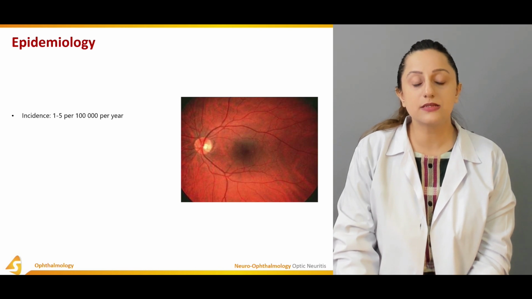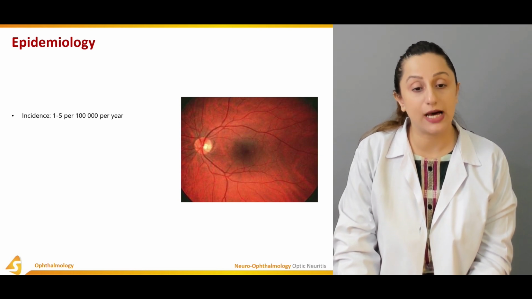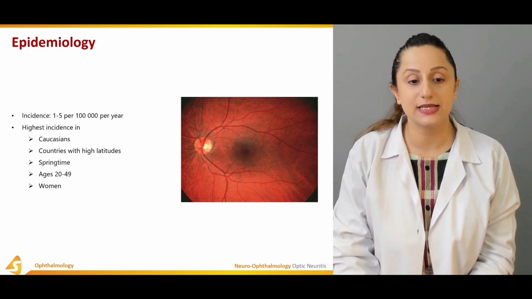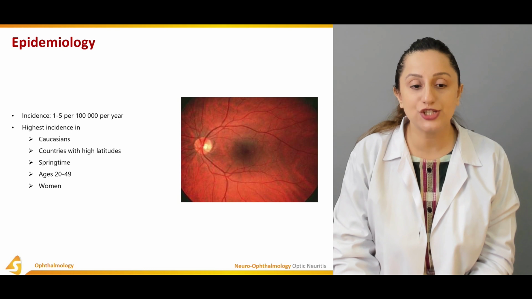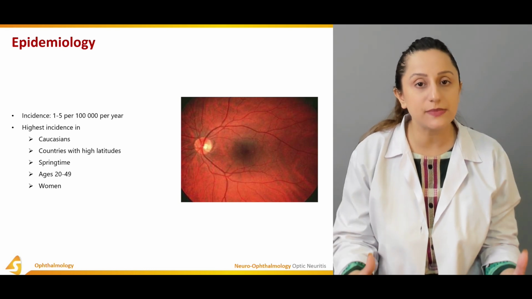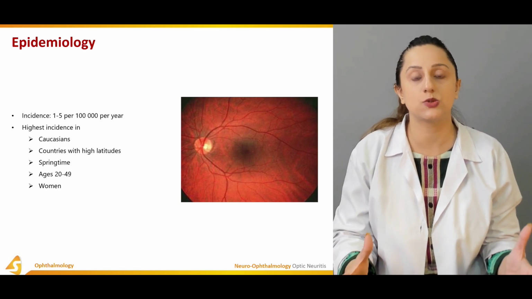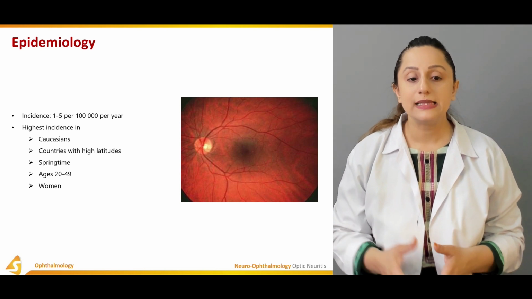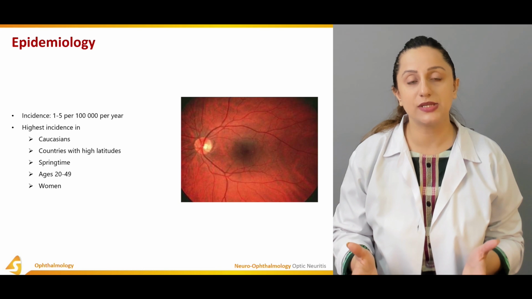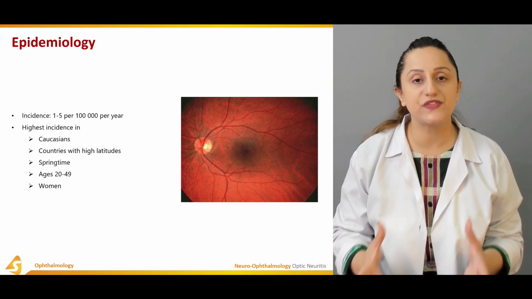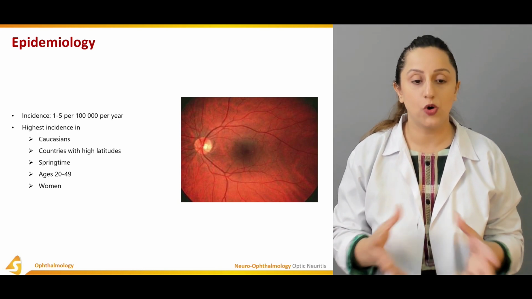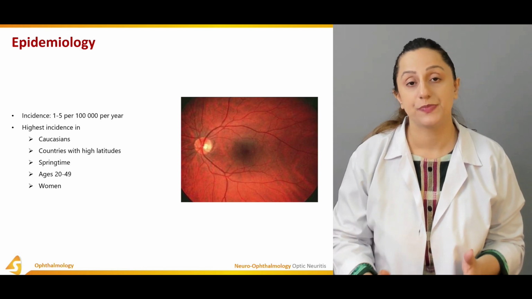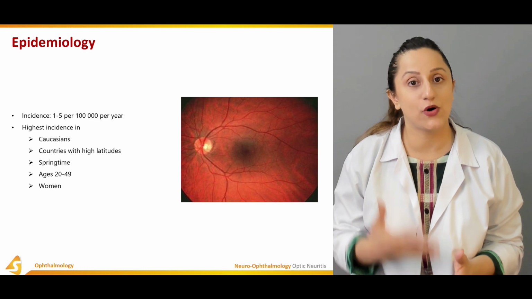The incidence is almost 1 to 5 per 100,000 per year. The highest incidence is noted in Caucasians. In countries with high latitudes, springtime is somehow associated with the development of optic neuritis. The age group usually associated with it is almost 20 to 50 years. Usually the female gender is more prone to the development of optic neuritis.